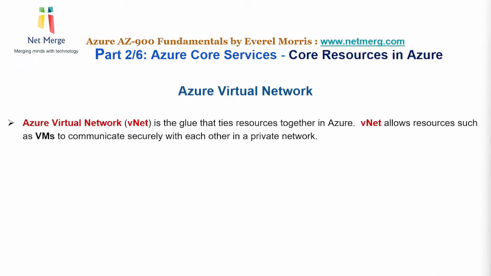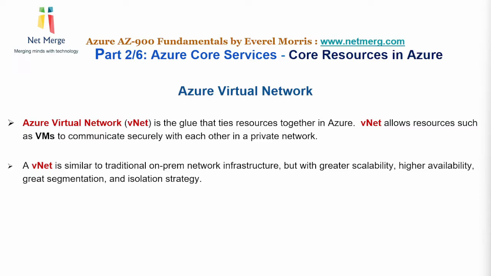Let's move on to the Azure Virtual Network. So we're going to be looking at networking now in a virtualized manner. It's Azure Virtual Network, for short VNet. It's the glue that ties your resources together in Azure. It allows your resources to talk to each other. Your virtual machines, your switches, your printers, they're all able to talk to each other using the VNet setup.